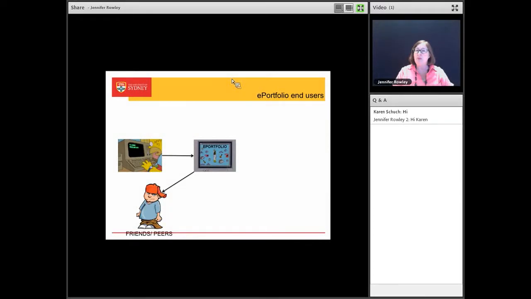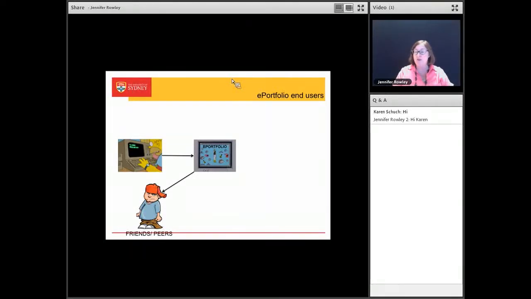But the ePortfolio product, unlike the process, actually has the opportunity to have a variety of end users. And because it's a private space or a community space, depending on how your portfolio product or the platform works, they've got their friends and their peers that they can share with in their class. And most of our students have said to us that whilst they really like the fact that it's a private space, they are equally benefited by the feedback they get from friends and peers.